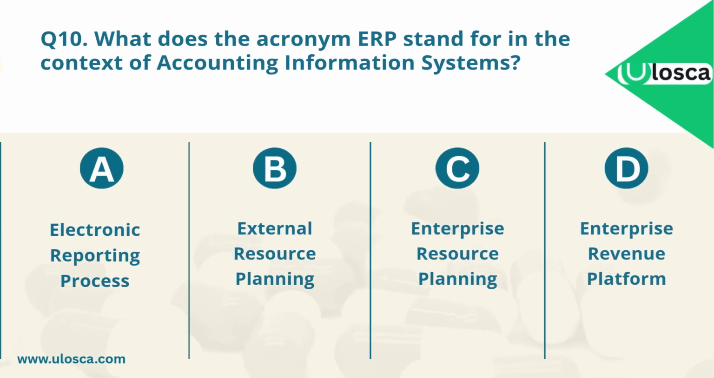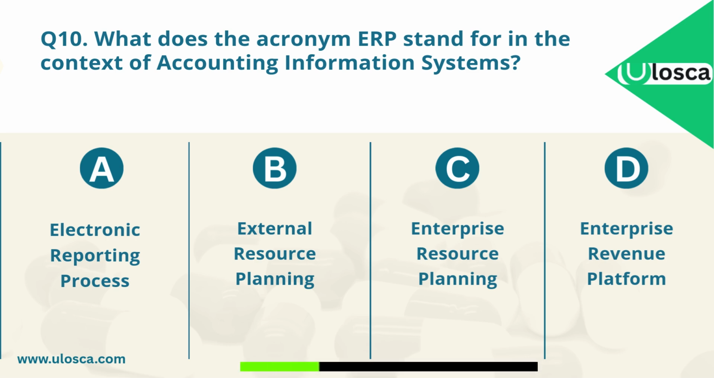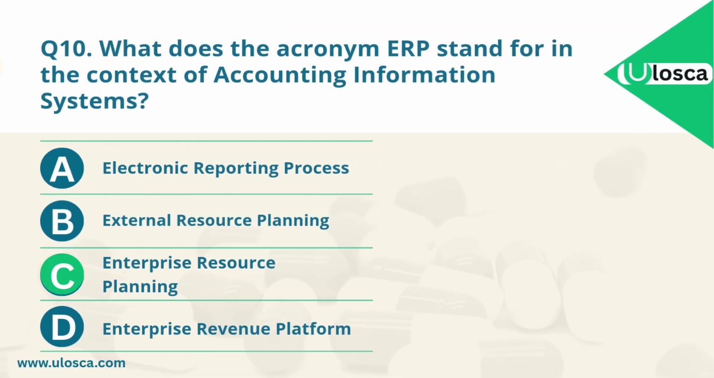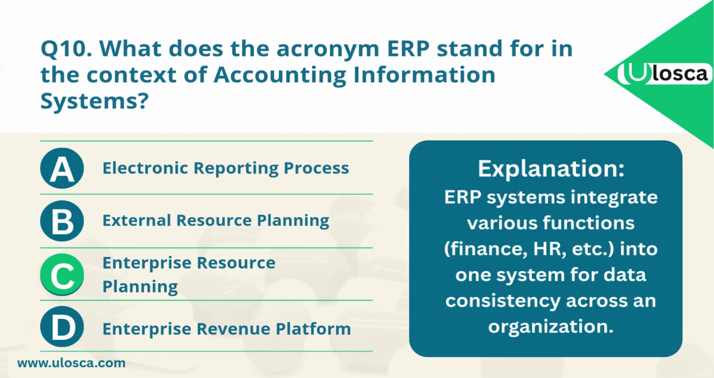Question 10. What does the acronym ERP stand for in the context of accounting information systems? A. Electronic reporting process. B. External resource planning. C. Enterprise resource planning. D. Enterprise revenue platform. Which one is the correct answer? The correct answer is C. Enterprise resource planning. Explanation. ERP systems integrate various functions into one system for data consistency across an organization.